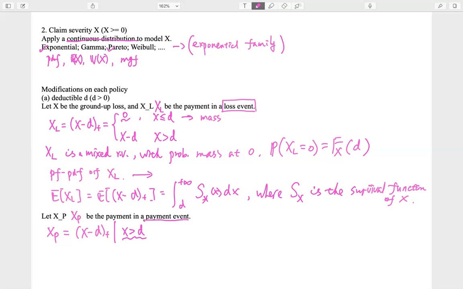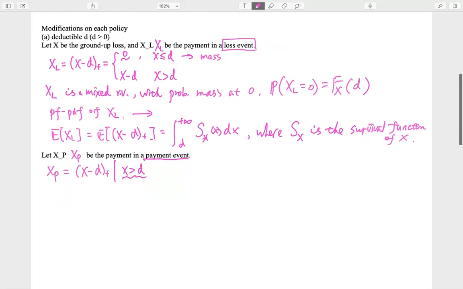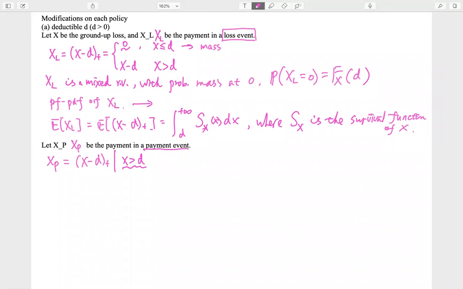Only when the ground up loss is bigger than the deductible, the insurance company will need to kick in to take care of some of the additional payments, and the additional payments would be the difference between the original loss and the deductible. So here is the XP. P stands for the payment event, and previously we have XL. L stands for a loss event. So here a huge thing is you always need to take care of the conditional probability down here. Please remember to divide by this guy. So you always need to divide by it, okay?